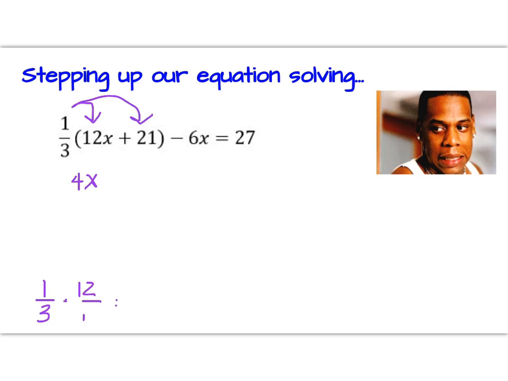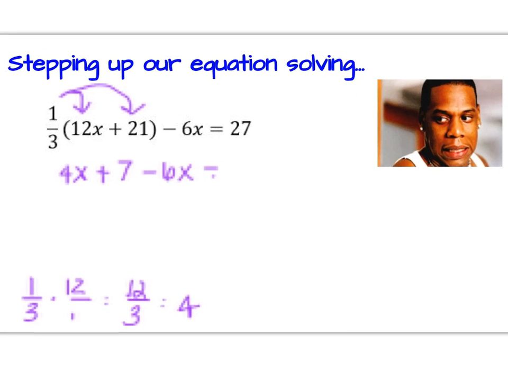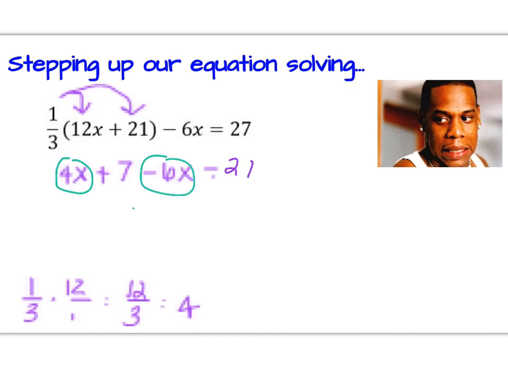Multiply straight across, and we get 12 times 1 is 12. 3 times 1 is 3. And 12 divided by 3 is 4. 1/3 times 21, or 21 divided by 3 is 7. Bring down everything else, so the minus 6, and then equals 27. I still have like terms that I can combine. My positive 4x and a negative 6x gives me a negative 2x.